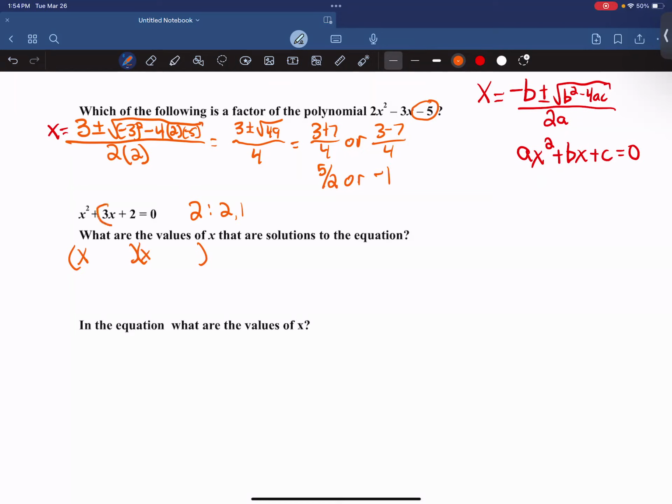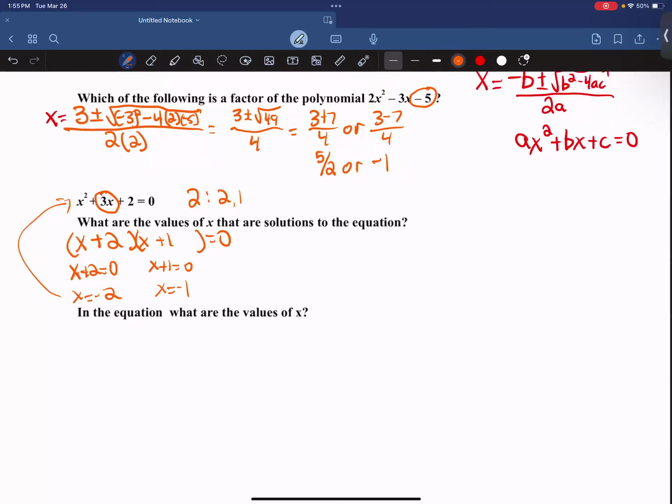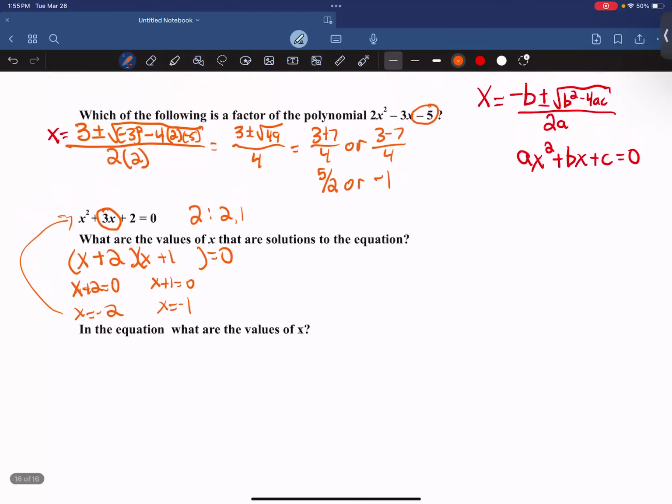Well, how do we get 3 if we use FOIL method? Well, x plus 2 and x plus 1, these are still equal to 0. So you set this apart, x plus 2 equals 0, x plus 1 equals 0, x equals negative 1, or x equals negative 2. Again, you substitute these in here, you're going to arrive at 0. But more importantly, you can do that problem rather simply just by understanding how to FOIL binomials and knowing what the factors of your constant are.